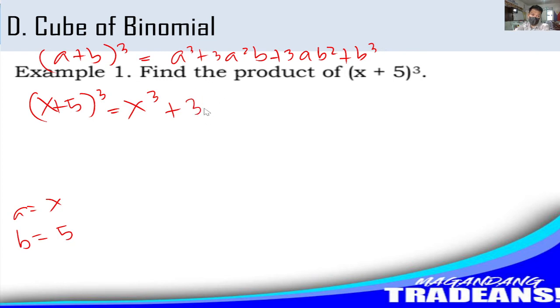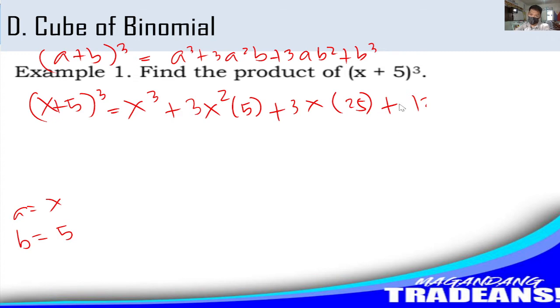What is our a squared? x squared. Our b is 5, so times 5. Okay, plus 3, what is our a again? x. And our b squared, b times b or 5 times 5, that is 25. Plus b cubed, what is our b? 5. 5 times 5 is 25 times 5, that is 125.